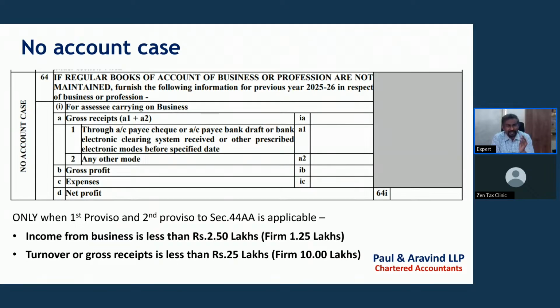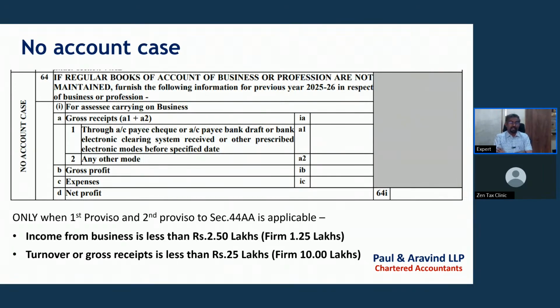Business income is 3 lakhs, but your turnover is only 10 lakhs. Then also you have to report. Your business income is only 50,000, but individual or HUF, your turnover is about rupees 30 lakhs. Then also you cannot opt for no account case. You need to give the detailed P&L and balance sheet. So both the twin conditions you need to look into. If your turnover or gross receipts is more than 25 lakhs for an individual or HUF, or if the PGBP income is above rupees 2.5 lakhs, then you need to go for a detailed P&L and balance sheet.